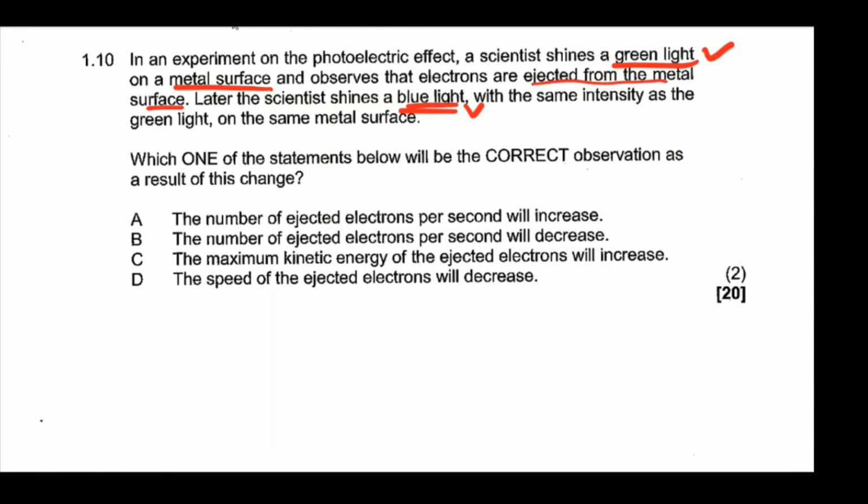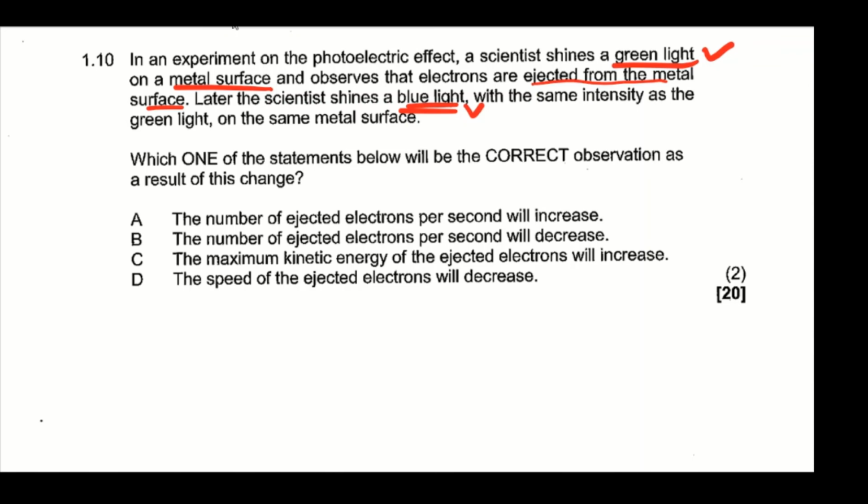The first statement says that the number of ejected electrons per second will increase. The next says the number of ejected electrons per second will decrease. Then, the maximum kinetic energy of the ejected electrons will increase, and the speed of ejected electrons will decrease.